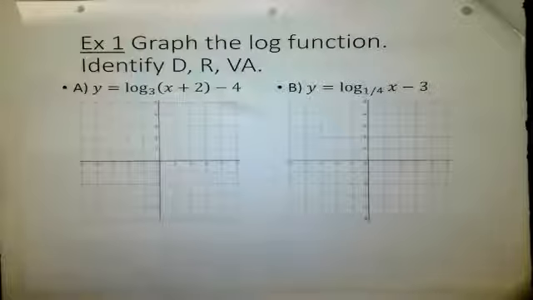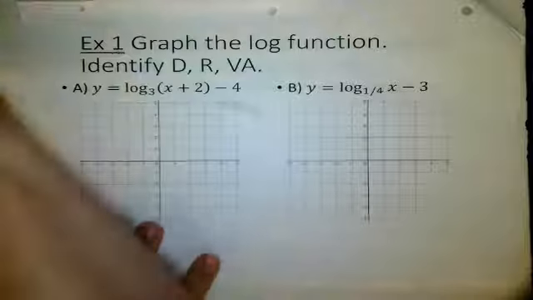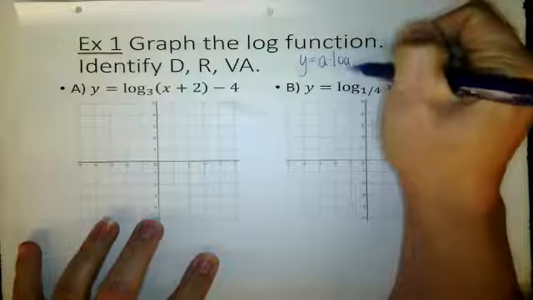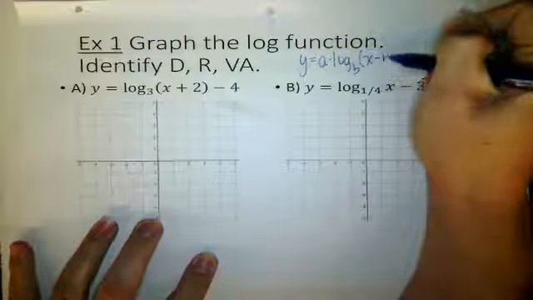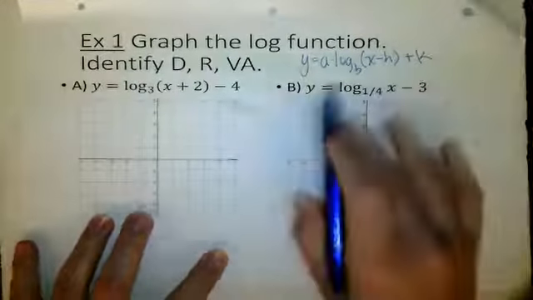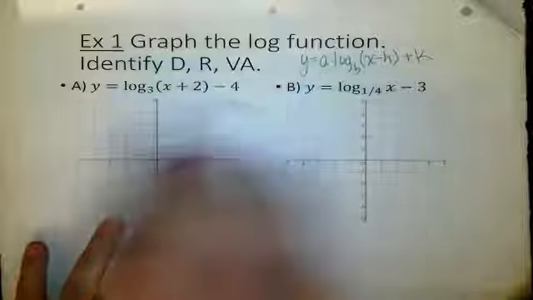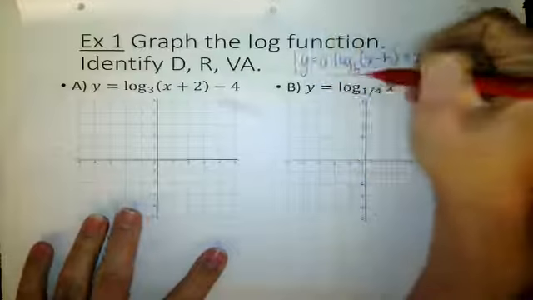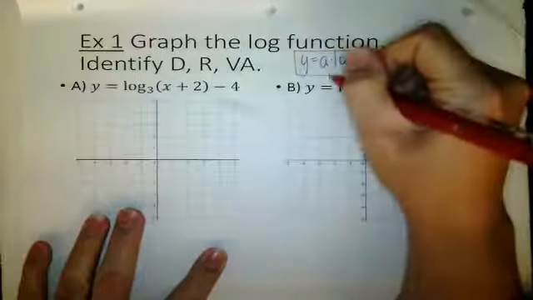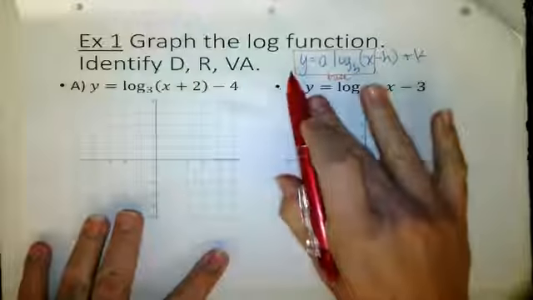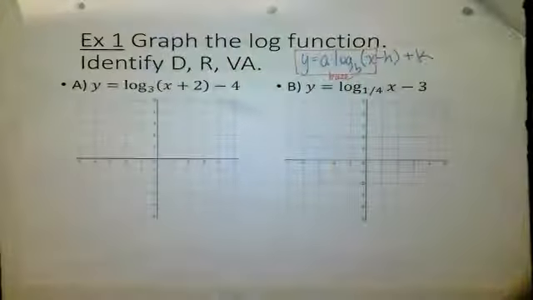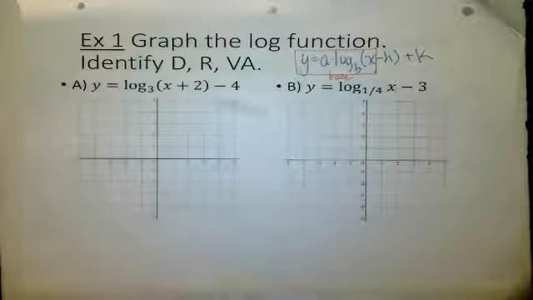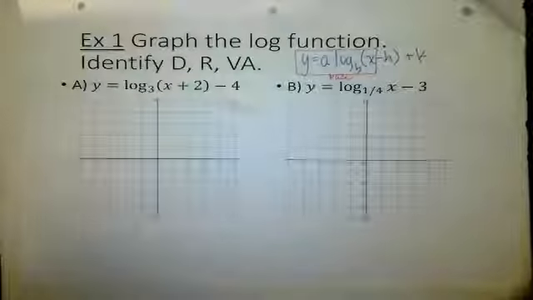So I'm going to start. I guess I could write down the generic function for you. y equals a times log base b of (x minus h) plus k. So this is sort of the generic form of our log function. And we will graph just this really simple base function right here. Makes it really easy to figure out. And then the h is going to shift our graph left and right, and the k shifts it up and down. So pretty easy.